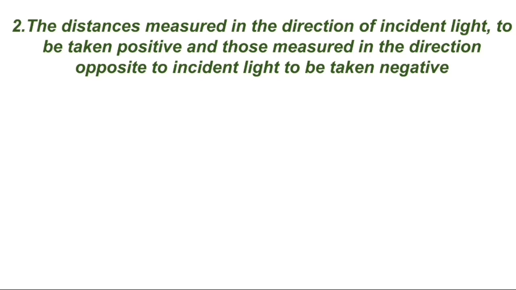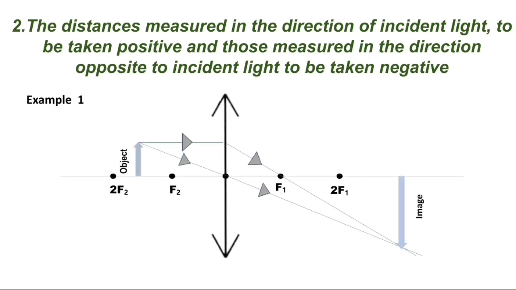The distances measured in the direction of incident light are taken positive, and those measured in the direction opposite to incident light are taken negative. We will understand this well by taking an example. Here you will see the incident ray is coming from left to right.